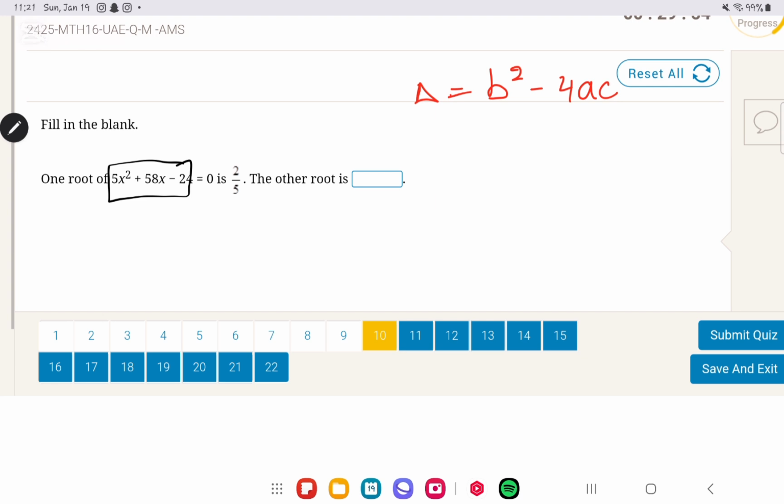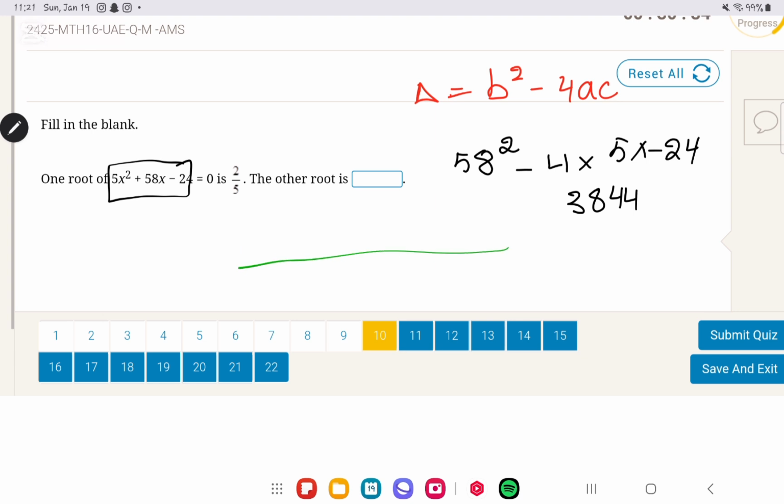So we can use our calculator in this exam, whereas in the periodic we're not allowed to. So our b is 58. It's gonna become 58 squared minus 4 times 5 times minus 24. So if you put it on your calculator, 58 squared minus 4 times 5 times minus 24, you are gonna get an answer of 3,844. Now this is a big number. I know it's big, but it's for the sake of the practice.